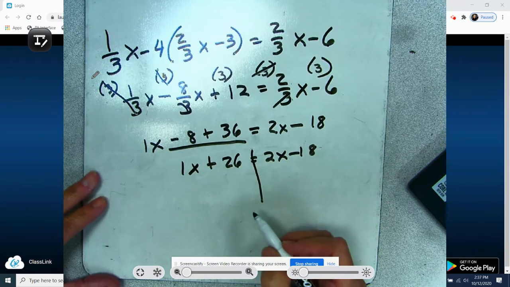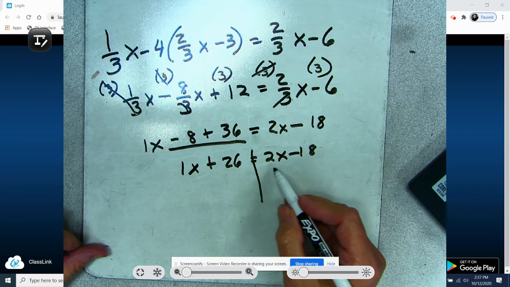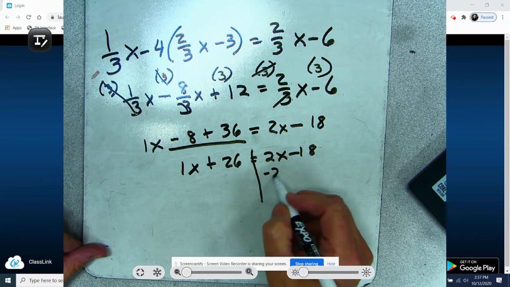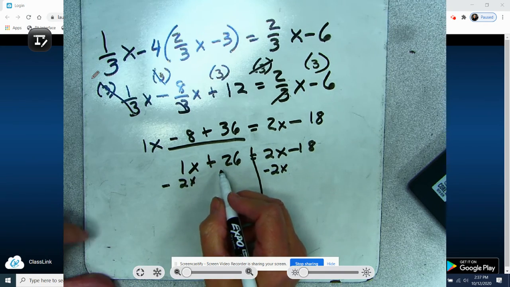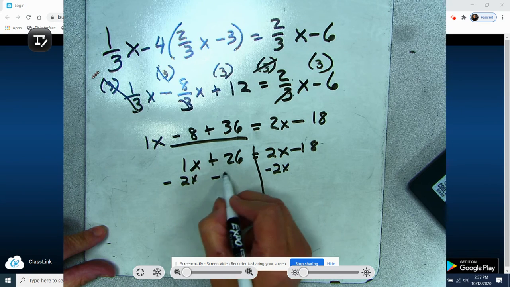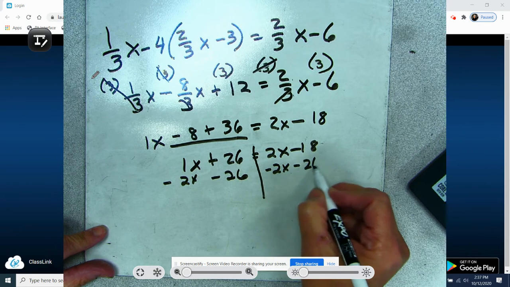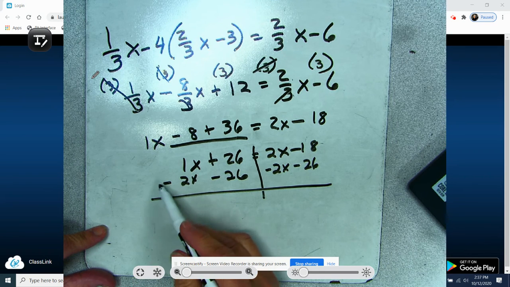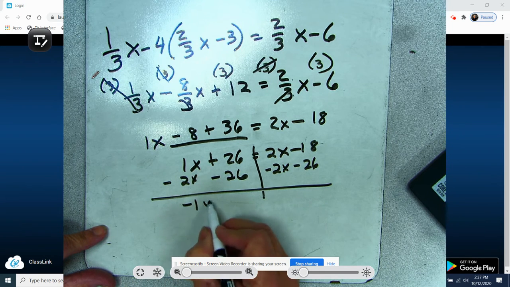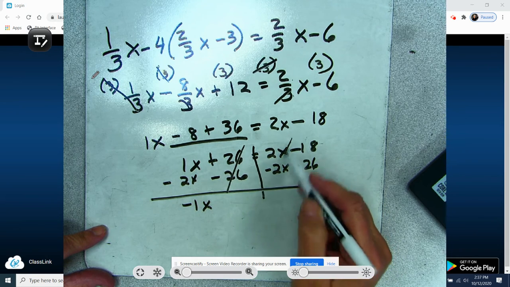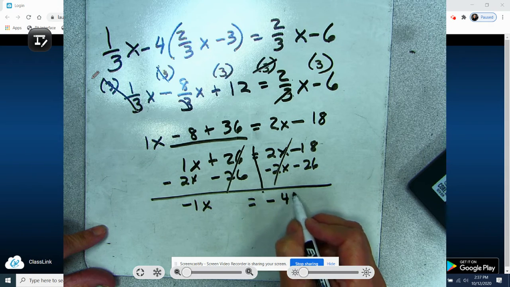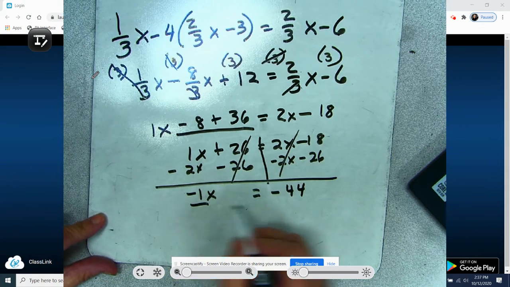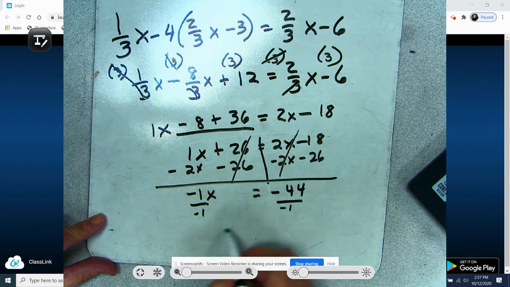Okay, just like we've been doing before, find the variable on the right, which is 2x. Its opposite, negative 2x. Over here, negative 2x. Come up and grab that constant. The opposite of that constant would be negative 26. Negative 26. 1 plus negative 2 is negative 1x. This will cancel. This will cancel. It will equal negative 44. Divide each side by negative 1, and x equals 44.